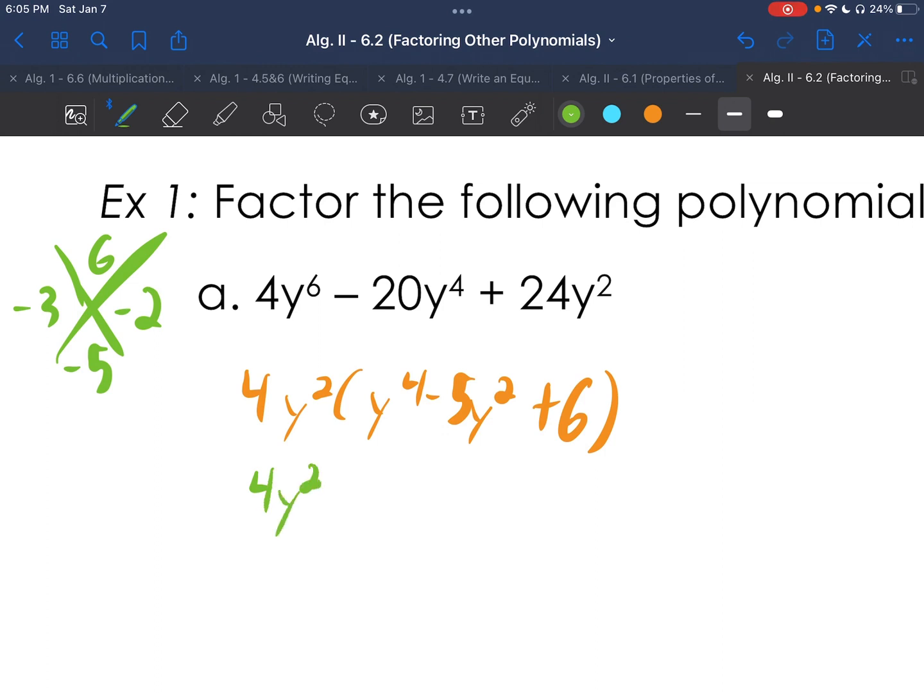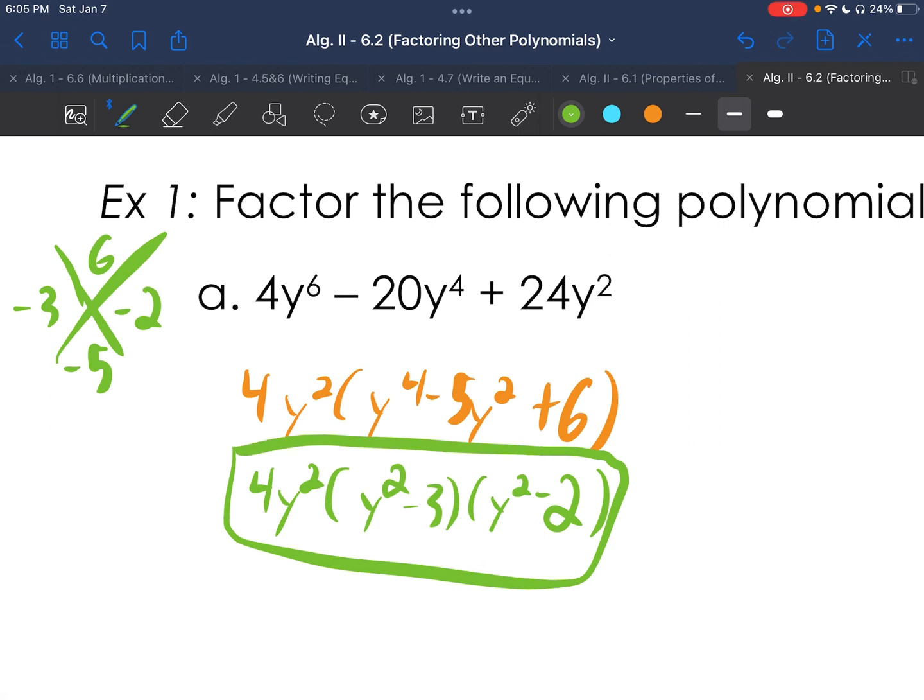So we have 4y squared for the GCF, and we do y squared minus 3 and y squared minus 2. I'll talk about why it's that exponent. I said I'd talk about why we would do the exponent of 2 there. Well, if you were to take y squared times y squared and multiply it back out, you end up getting y to the fourth, if you add those exponents.